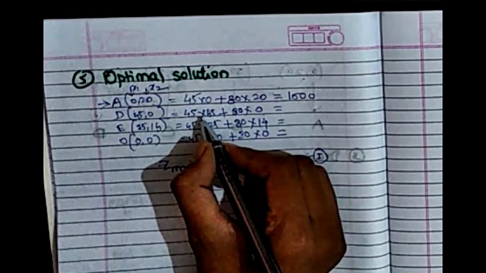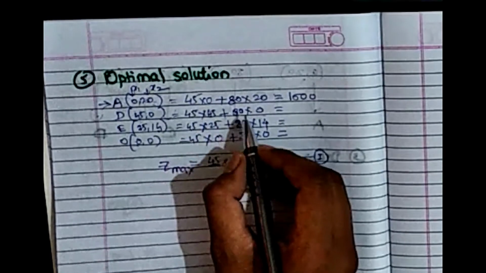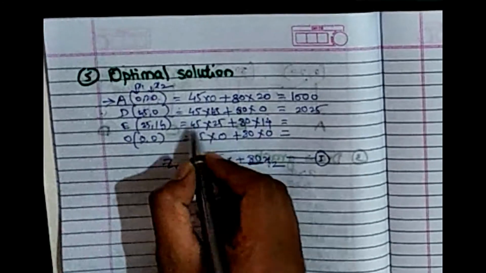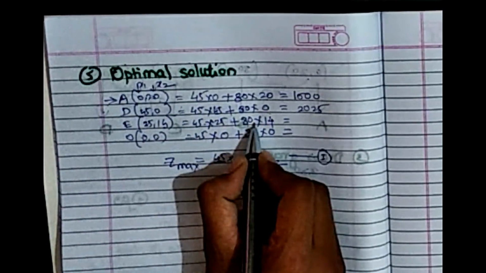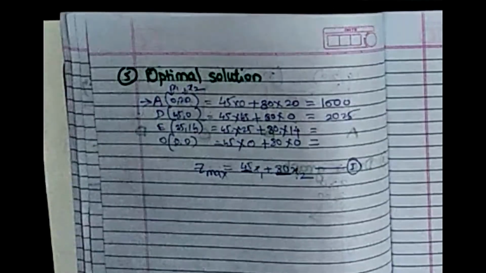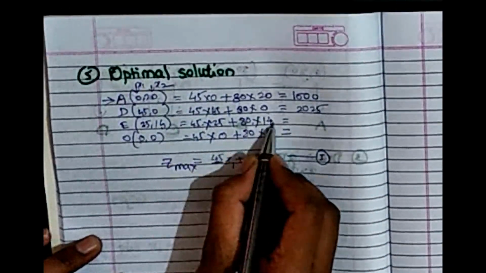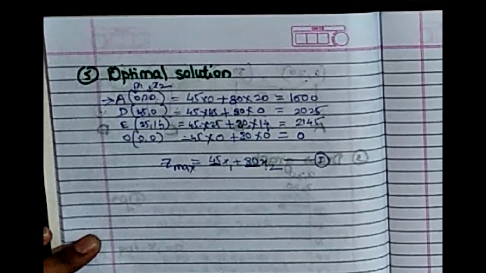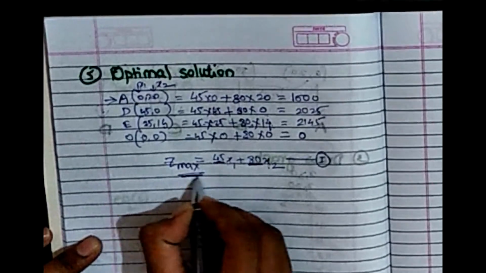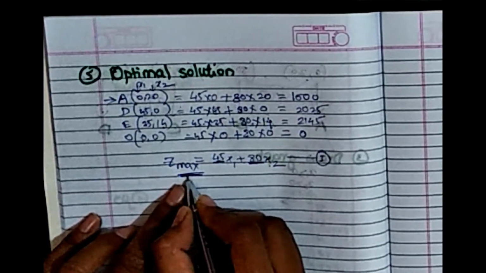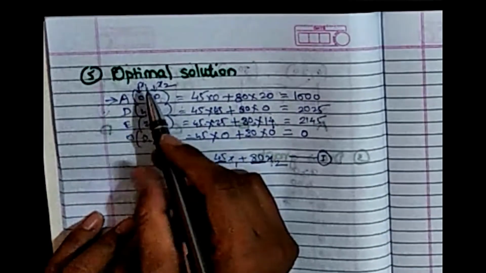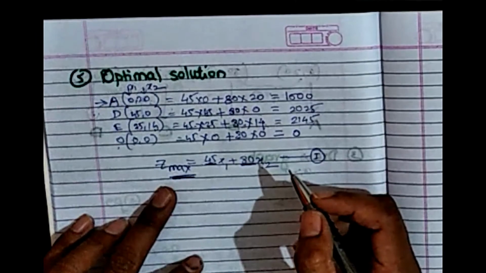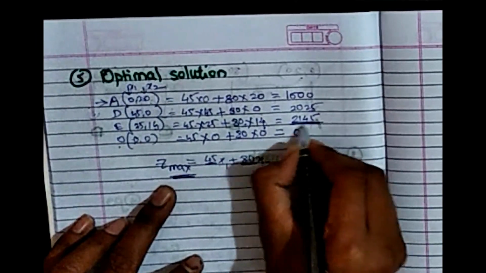Now 45 into 45 is coming out to be 2025. This will become 0. For this equation, the value is coming out to be 2145, and this is coming out to be 0. Now our problem is to maximize the profit. So we'll look for the maximum value among all these 4 points. The maximum value among all these is 2145.